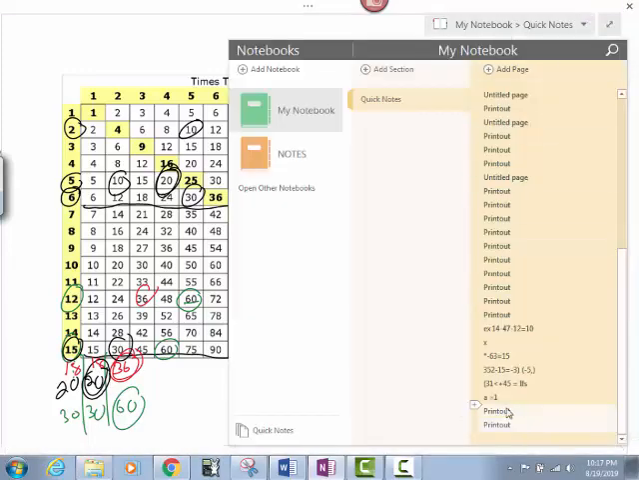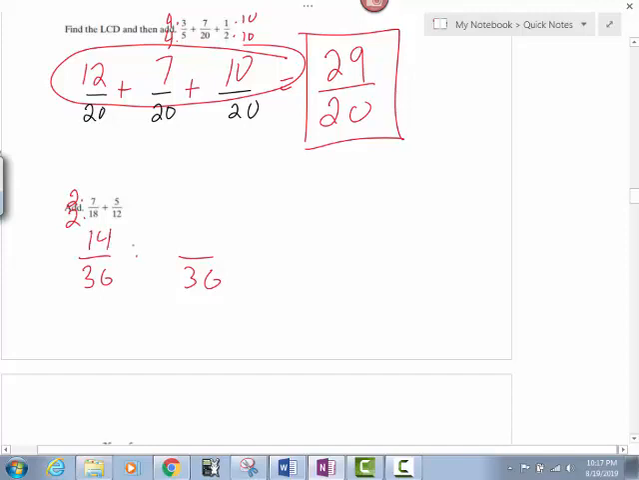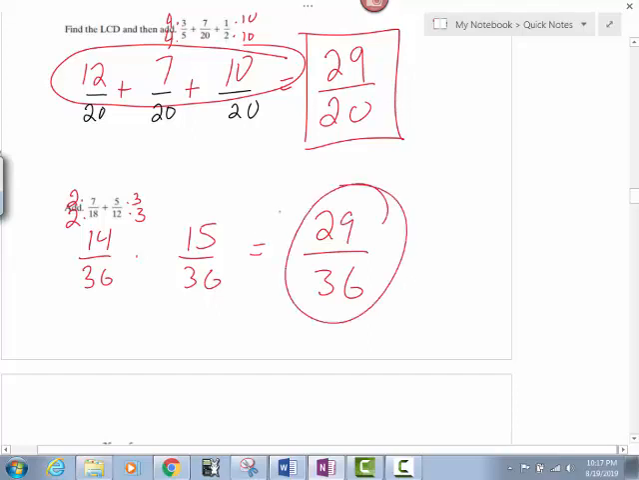Again, if you want to break them down completely, you can do that. But I really think using your chart as often as you can is going to be really beneficial. 36, 36. So we multiplied 18 by 2, so we're going to take 7 times 2. That's 14. We multiplied 12 by 3, so we're going to multiply 5 by 3. That'll give me 15. So this is now 36. 14 and 15 is 29. And at that point, again, I'm done.